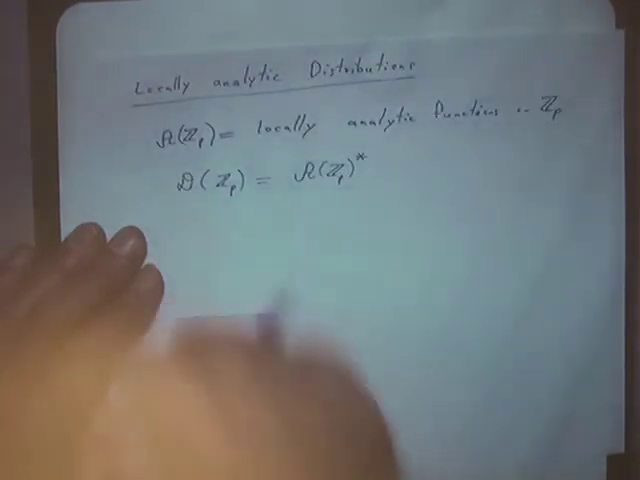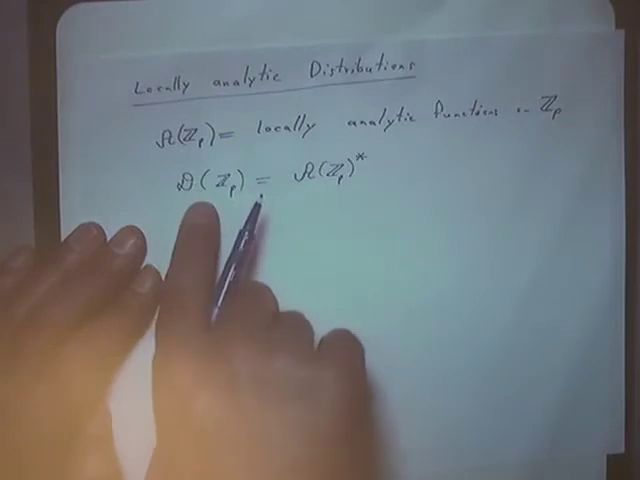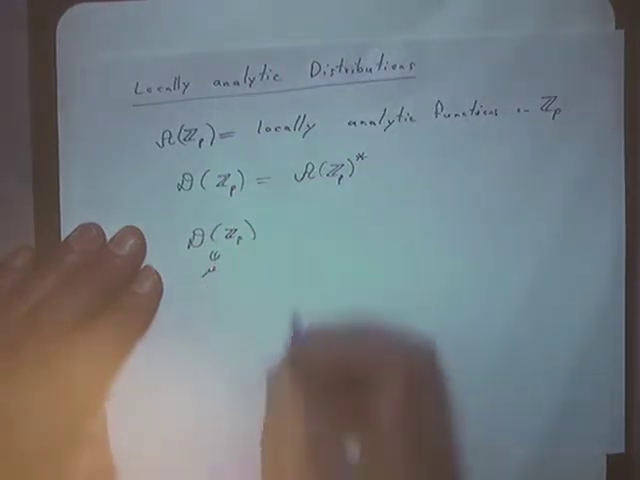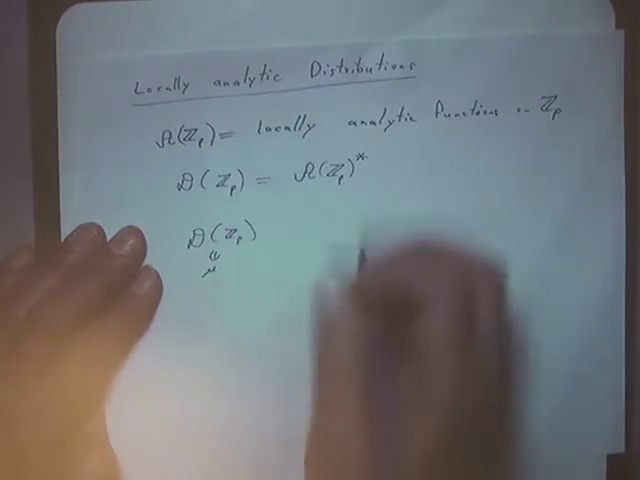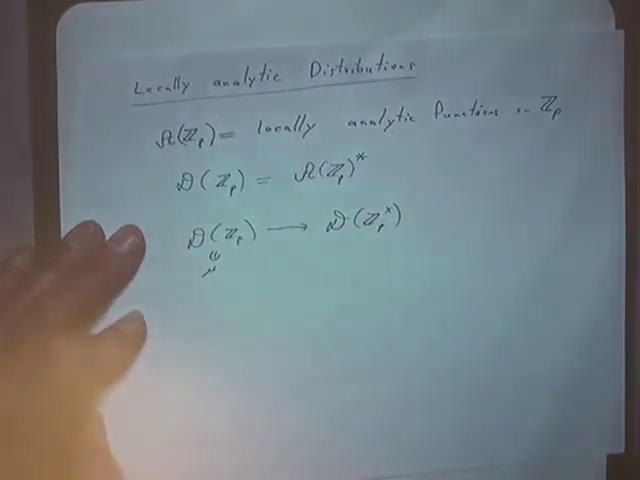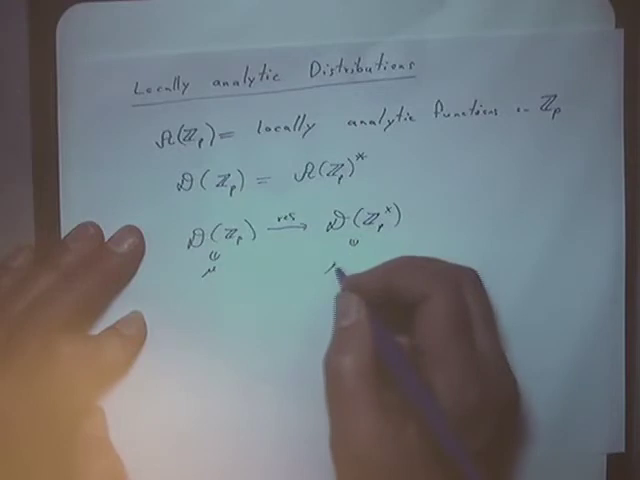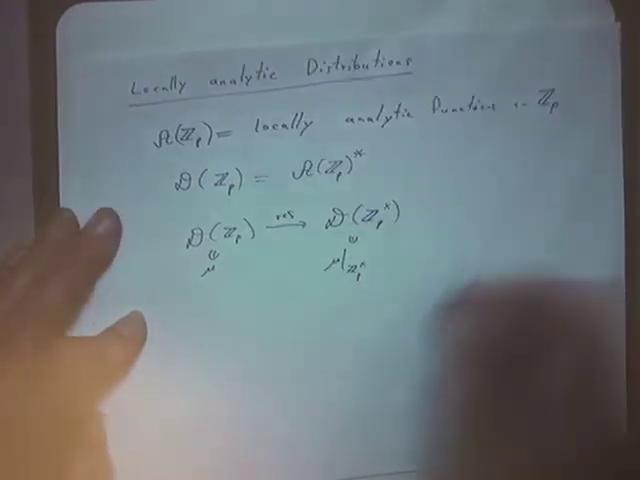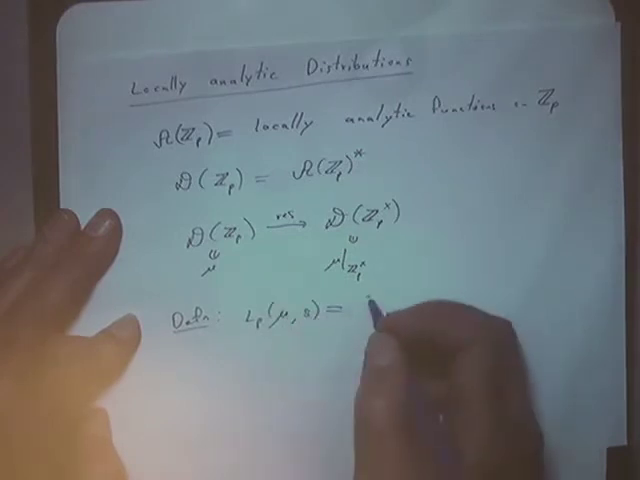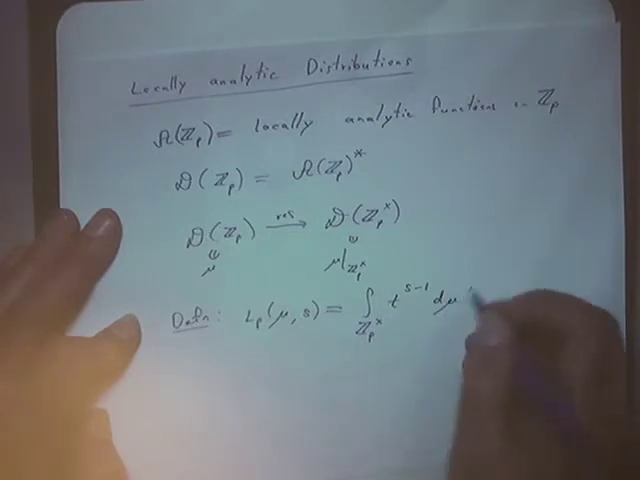Now, to make p-adic L functions, the idea is to make an element of D of ZP. So we take D of ZP, and we take a mu in there. We're going to make elements of that by using modular symbols. But once we have one, we can restrict our distributions to functions that are zero outside of ZP cross. So there's a restriction map. And then I'll define the p-adic L function of mu at S to be the integral over ZP cross of T to the S minus 1 d mu of T.